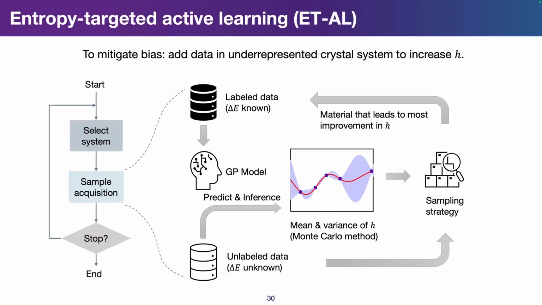So with that, we could use a sampling strategy that balances exploration and exploitation to find the one material that's likely to lead to the most improvement in H, and calculate it, add it to the labeled data, and repeat this iteratively.